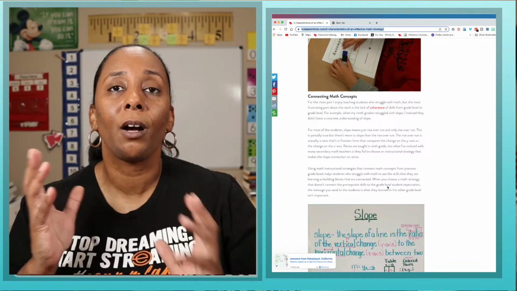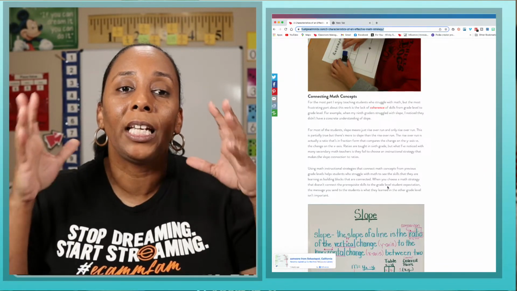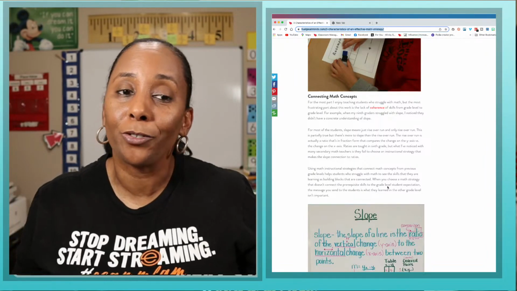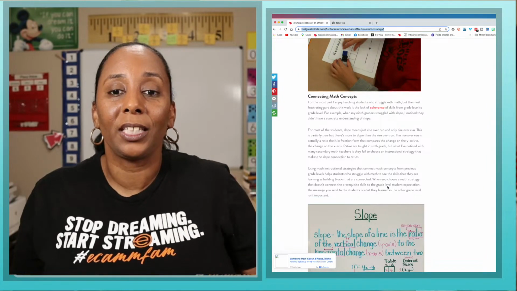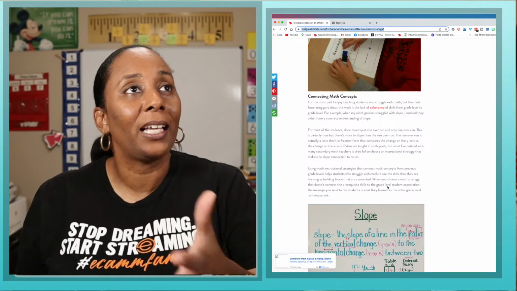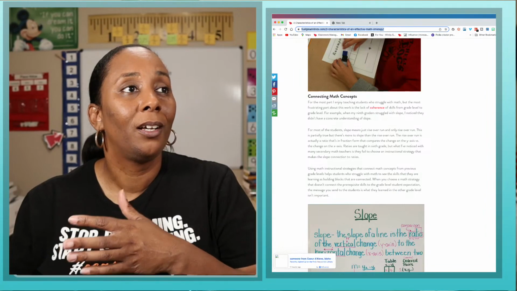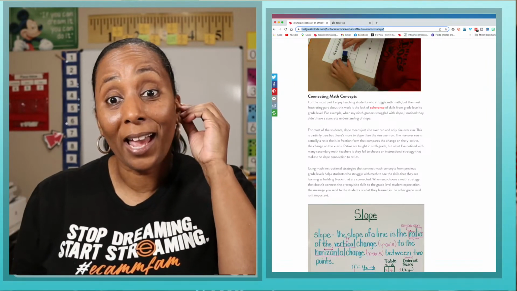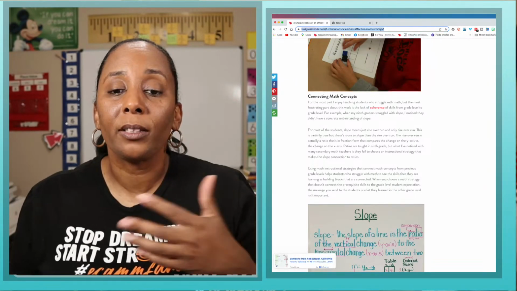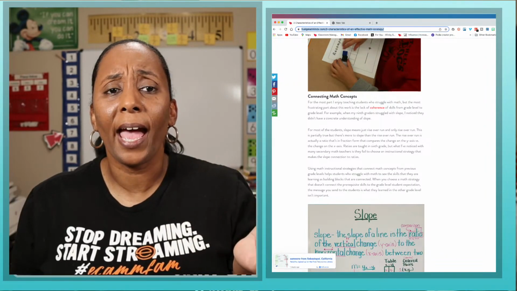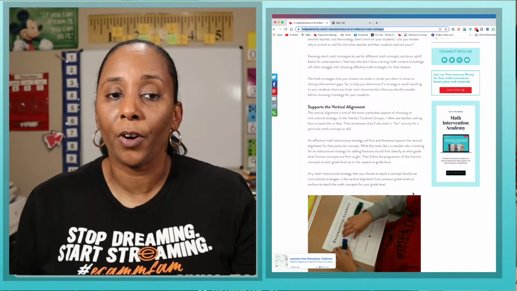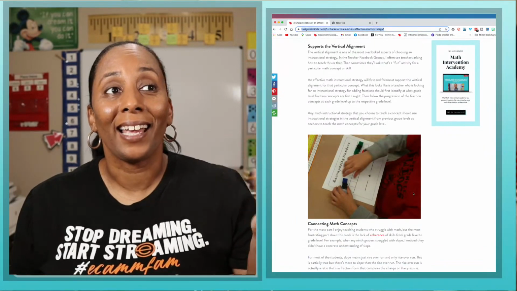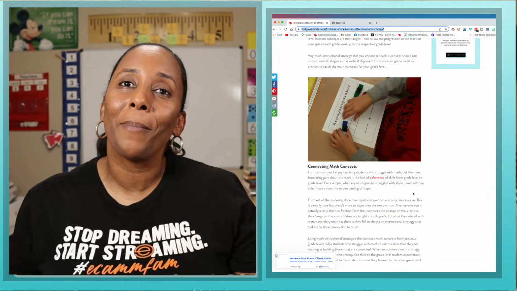And those kids become fluid and they can actually look at it and do mental math. It builds their self-esteem, and they are so excited about learning these strategies. So that's one thing. So we have the first thing, it supports the vertical alignment. The second thing is it connects math concepts.